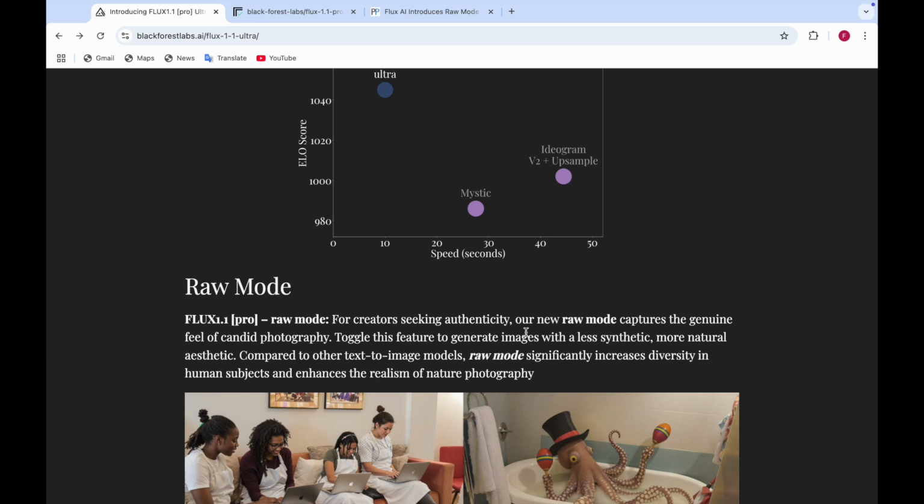So for example, if the creator wants authenticity, means they want their images to be genuine and realistic, this raw mode is for them. So it generates images with a less synthetic and more natural aesthetic. And this also increases diversity in human subjects and enhances the realism of nature photography.